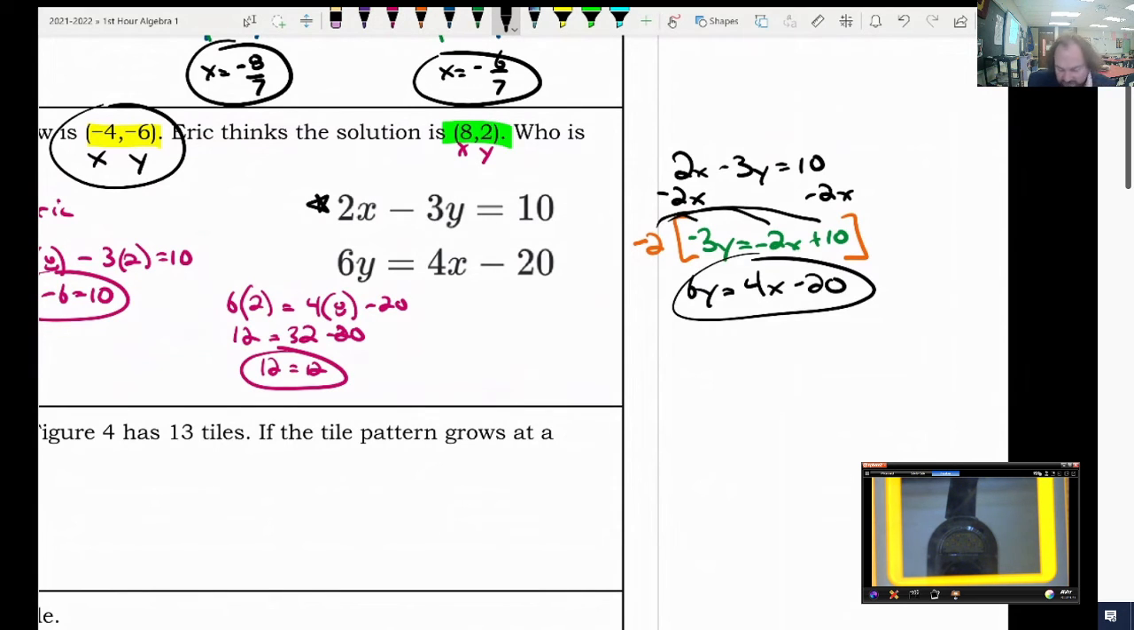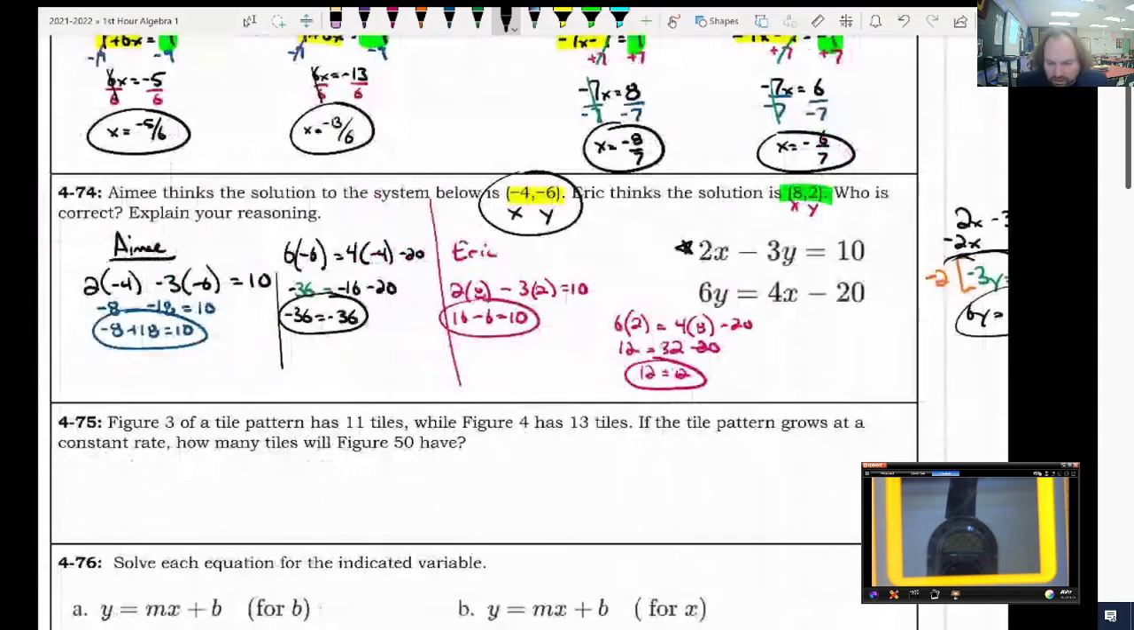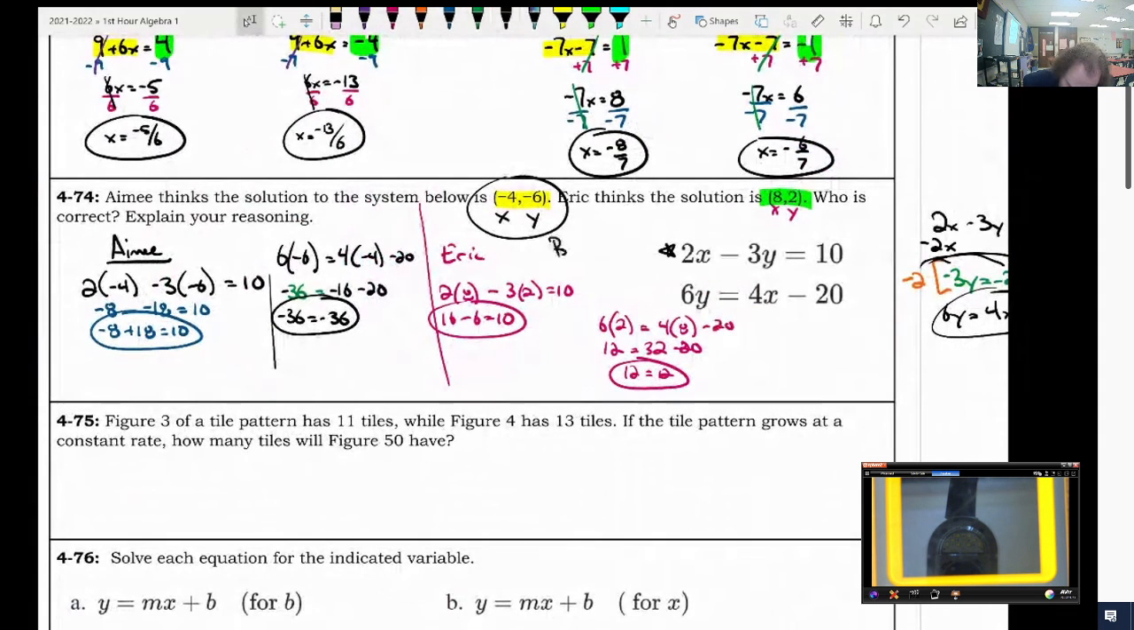So these are actually the exact same equation. This is what we mean by infinite solutions. They both work. Both people are correct, because there's more than one point that works for this system of equations. Infinite solutions is the answer.